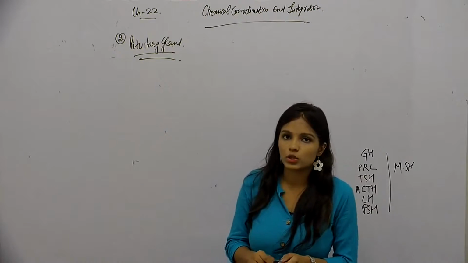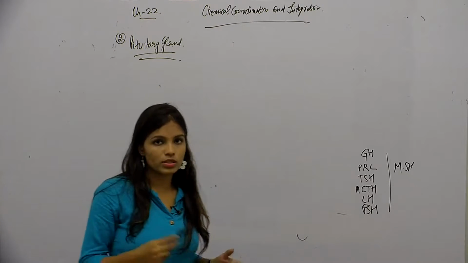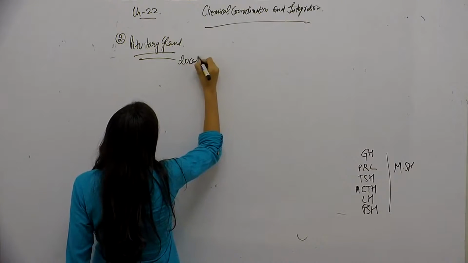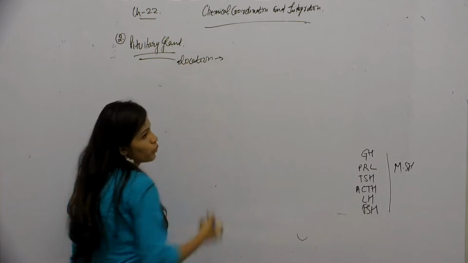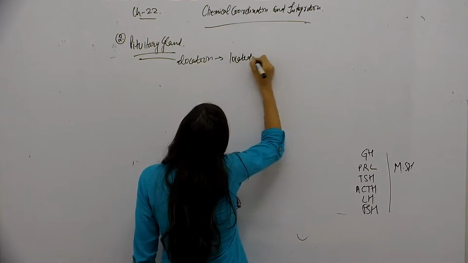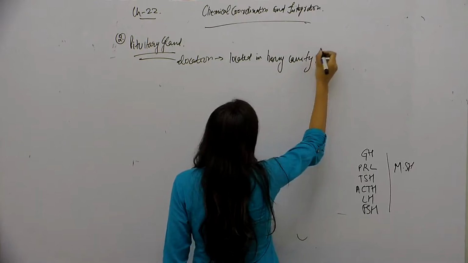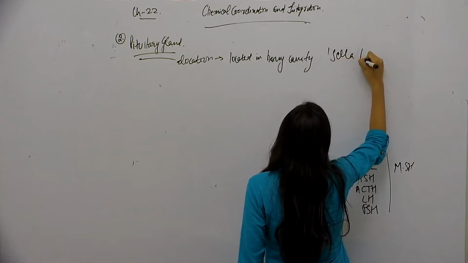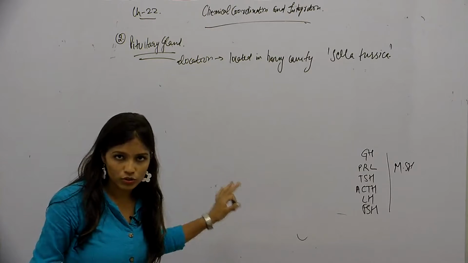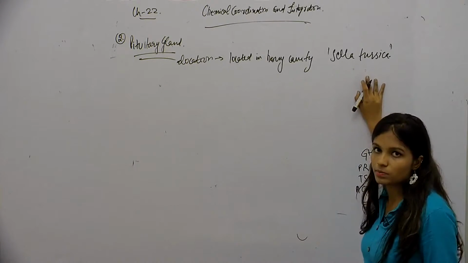Next we'll talk about the pituitary gland. Now let's talk about the location of the pituitary gland. It is located in a bony cavity known as the sella turcica. This was about the location of the pituitary gland, which is located in the bony cavity, the sella turcica.